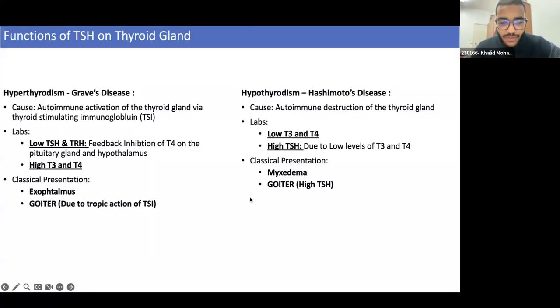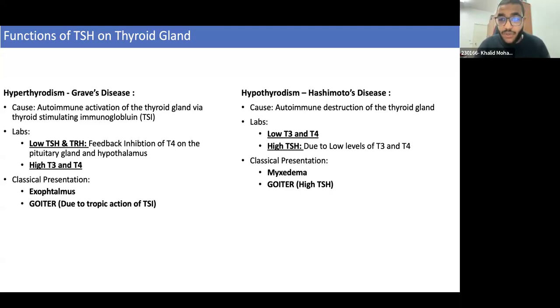So just to briefly summarize, because it's obvious you guys know it well, mashallah. For hyperthyroidism, the disease you guys have to know is called Graves' disease. The cause is an autoimmune activation of the thyroid gland via thyroid stimulating immunoglobulin. A lot of you get confused. They think that this immunoglobulin, since it's autoimmune, attacks the thyroid gland. I saw a lot of people debating about it on your group, but it doesn't attack the thyroid gland. It stimulates it. It acts exactly like TSH. Okay. And for the labs, you'll find low TSH.